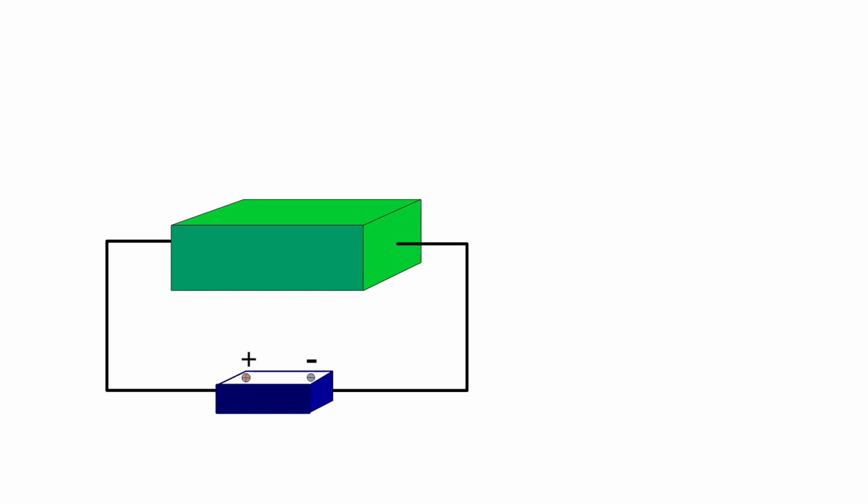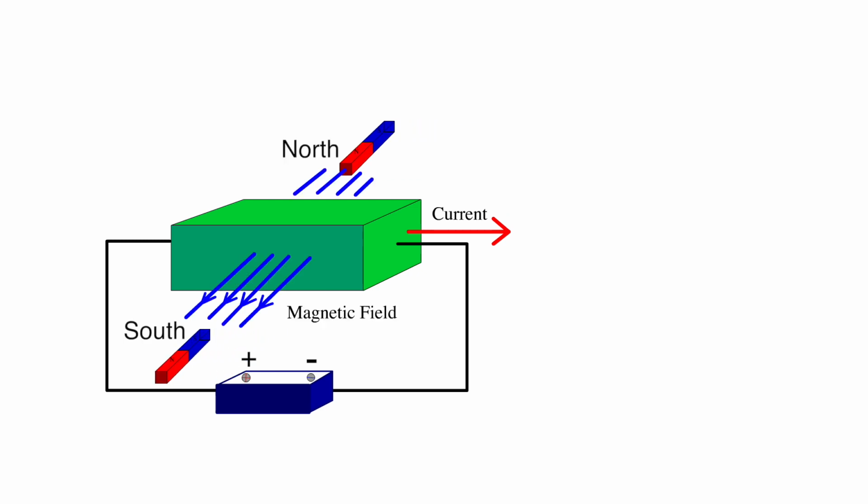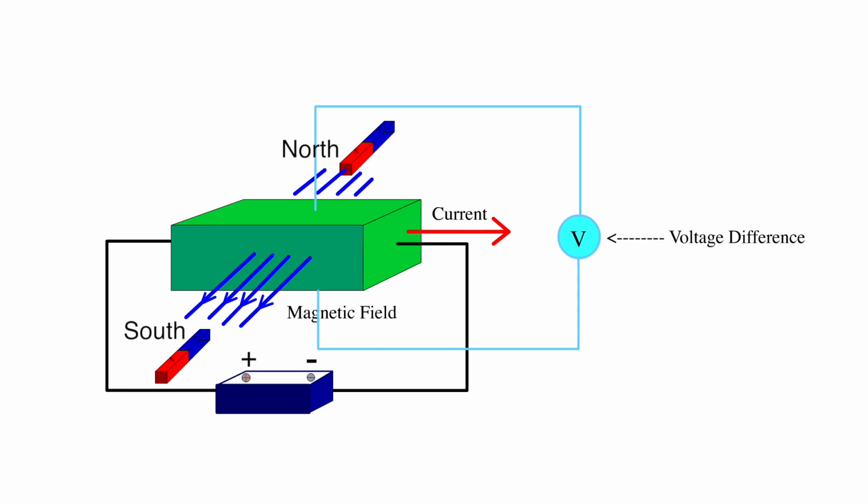So let's first assume that we have a conductor connected with two electric cables and a battery. And we let the current flow through this conductor in the right direction. Then we have a magnetic field added to the sides. So in this case, if we use a voltmeter to measure the top side and the bottom side of this conductor, we'll see a number, and that number would be the voltage difference of this conductor.